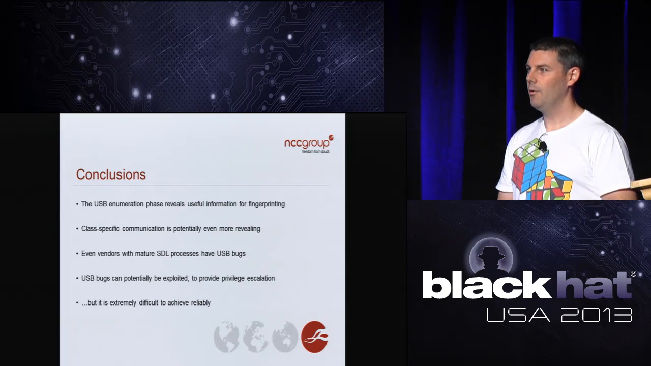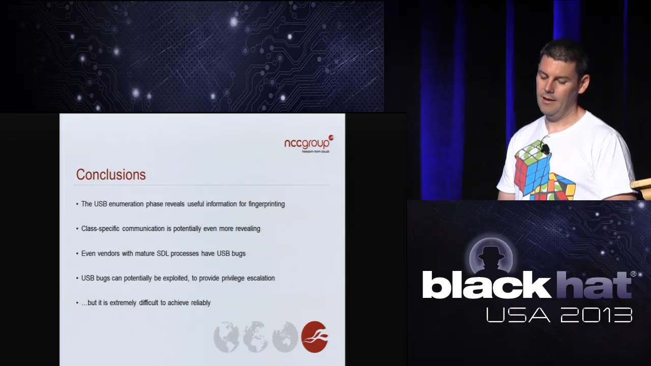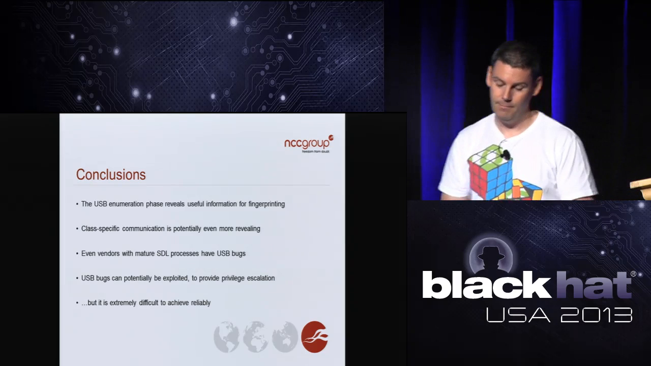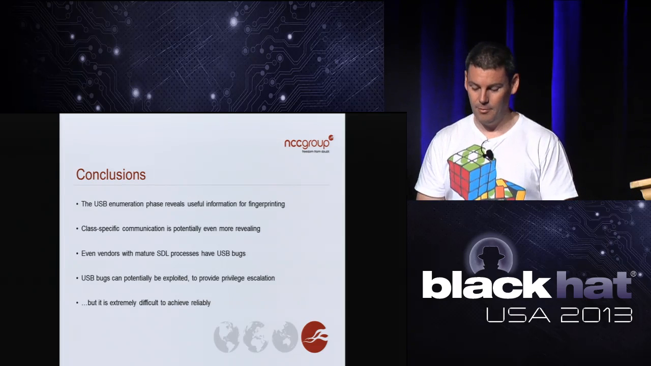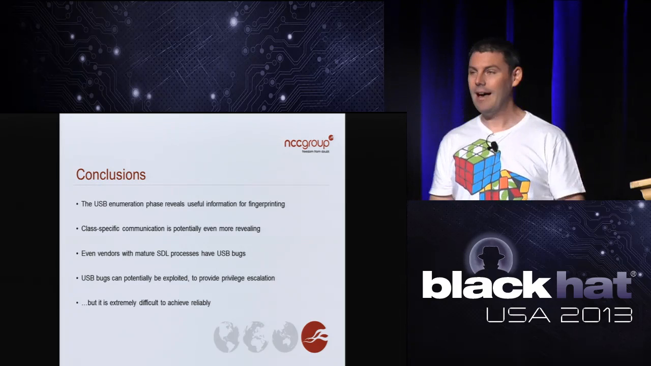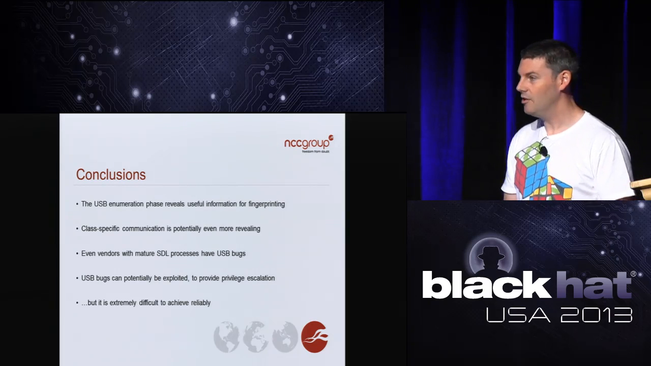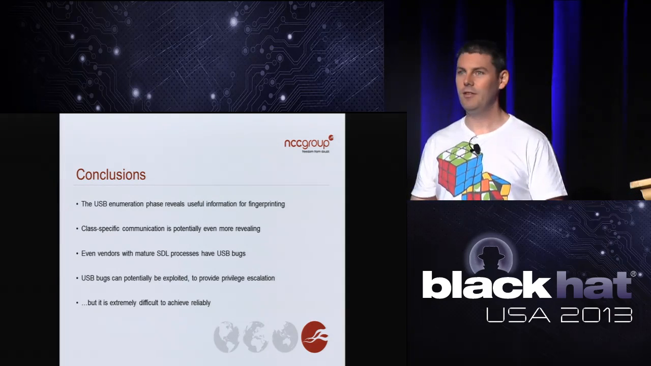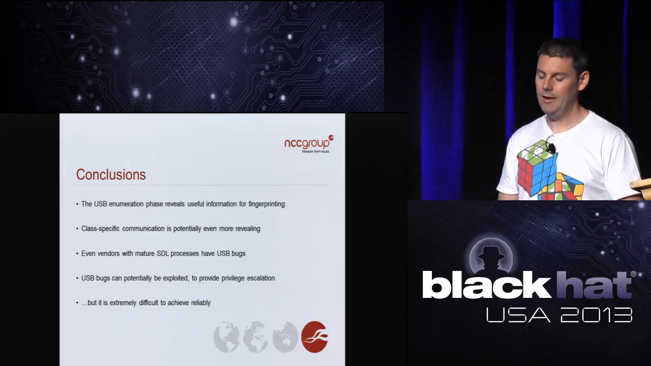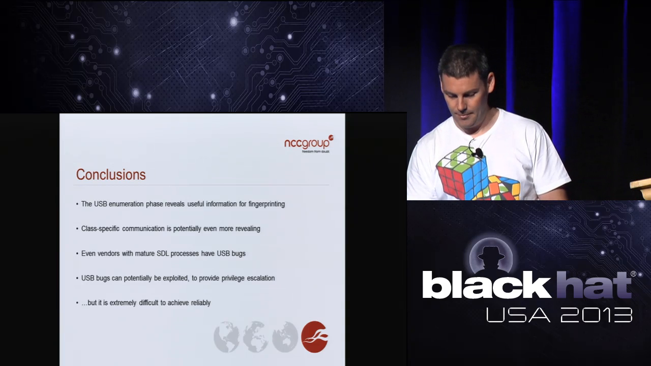You can only go so far with static code analysis when you're reviewing these systems, and I think in the coming months using umap, I'm going to identify a huge amount of additional vulnerabilities in some of these common implementations of USB. So you can potentially exploit USB bugs to provide privilege escalation, maybe even remote code execution if the RDP idea works, but it's extremely difficult to achieve reliably.